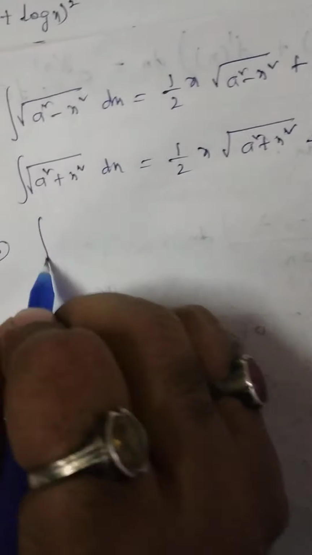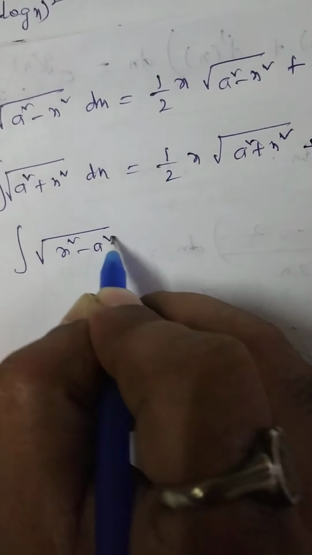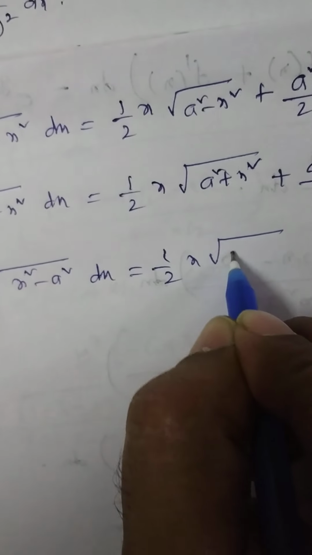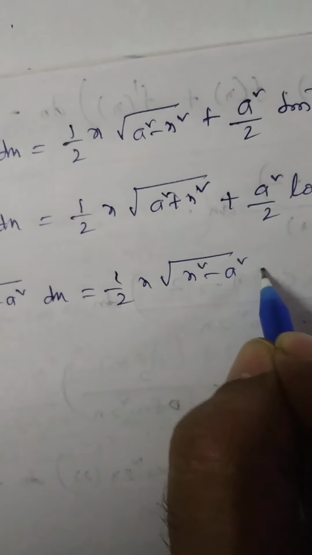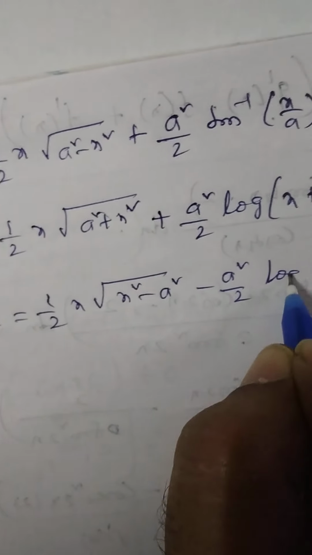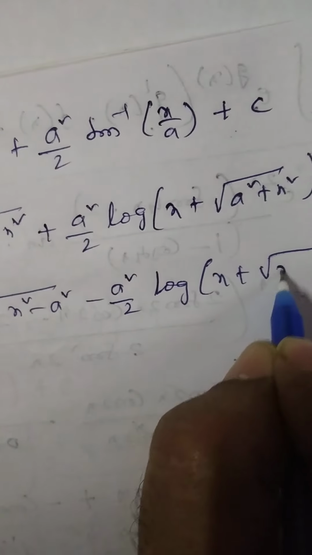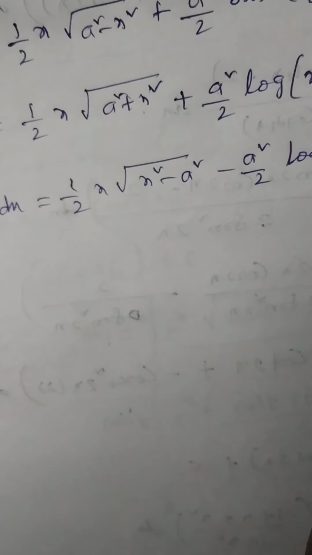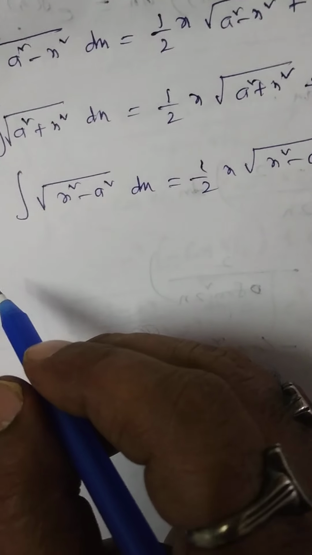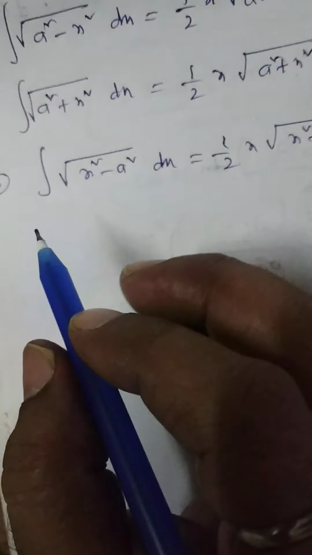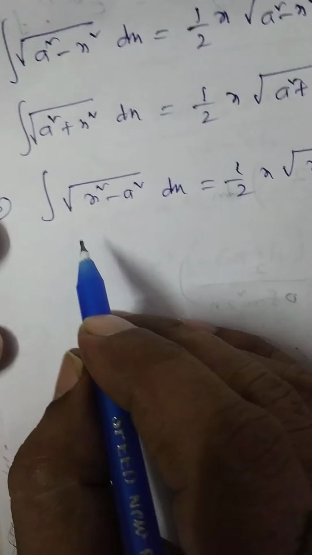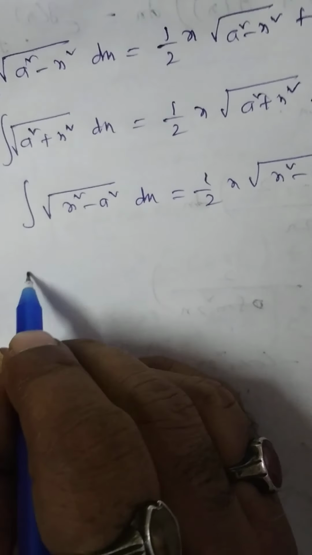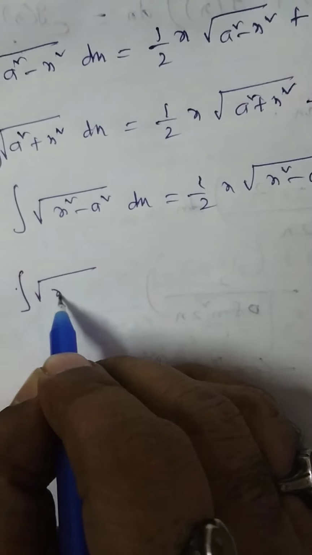Third one, integration of root of x square minus a square dx is equal to half of x into root of x square minus a square minus a square by 2 into log of x plus root of x square minus a square plus c. So the proofs of these 3 formulas we will do just by using the by parts formula only. Already by using the by parts formula I told you proofs also. So here also, okay, let us see one proof of this. So I will take integration of root of x square minus a square.